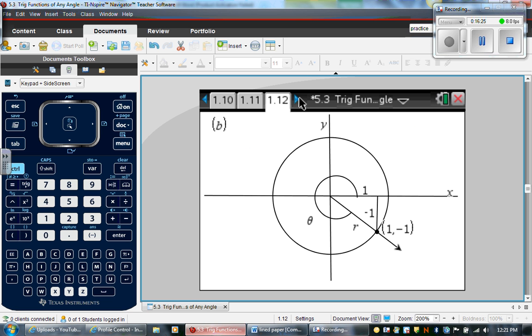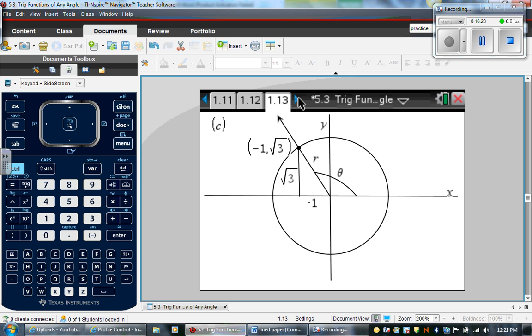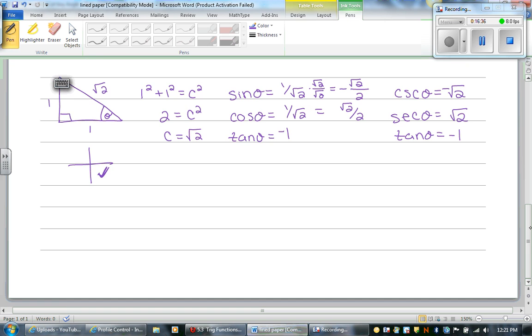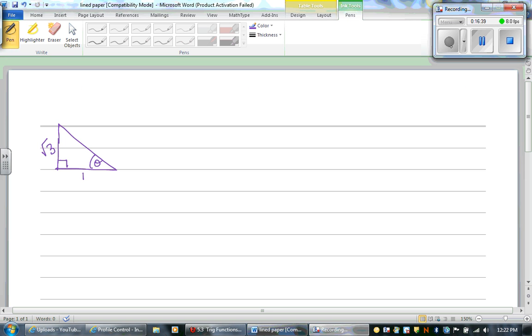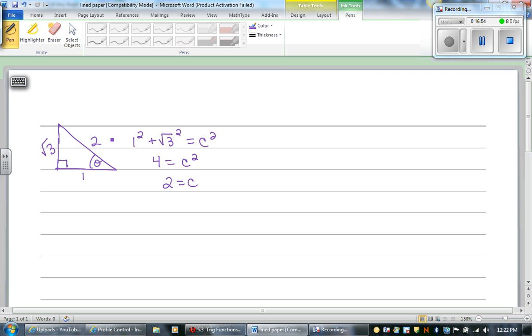Let's try one more of these. All right, so I've got negative 1, square root of 3. And again, some bells should be ringing for some of you. Okay, so I need to find my hypotenuse. So again, we're using Pythagorean theorem. 1 squared is 1, square root of 3 squared is 3, which is going to give us 4. Take the square root and we get 2. So 1, 2, square root of 3. Bells should be ringing. 30, 60, 90. Those are the angle measures here.